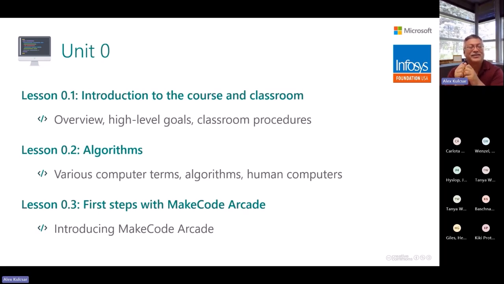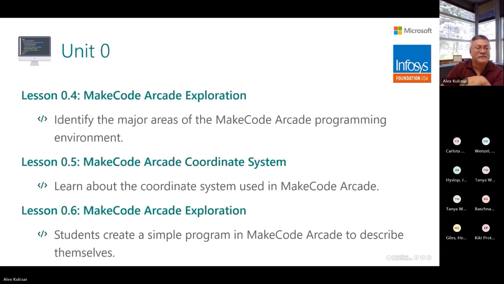Lesson 3 is where we have your students jump into Arcade with a tutorial. This is the one that we're going to go through in detail here in just a little bit. Lesson 4 is some more exploration in the MakeCode Arcade environment. Lesson 5 grounds them in what's called the coordinate system so that they can figure out what numbers go along with positions on the screen. And then lesson 6 is the summative assessment for unit 0, where the students create a collage.